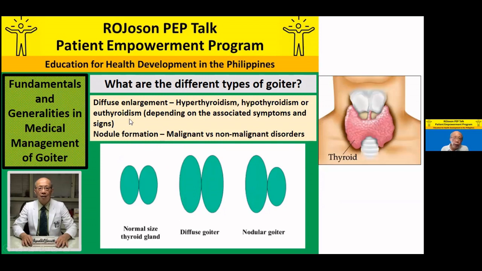As I said, it's very important because diffuse enlargement, like this one, has the implication that you can have hyperthyroidism or hypothyroidism. You have to suspect these two, but at times it can be euthyroidism. So it all depends on the associated symptoms and signs. Then if there is nodule formation, we start talking about whether there's cancer or no cancer. So if there is diffuse enlargement, you talk of function disorder. For nodule formation, you talk about cancer or no cancer.